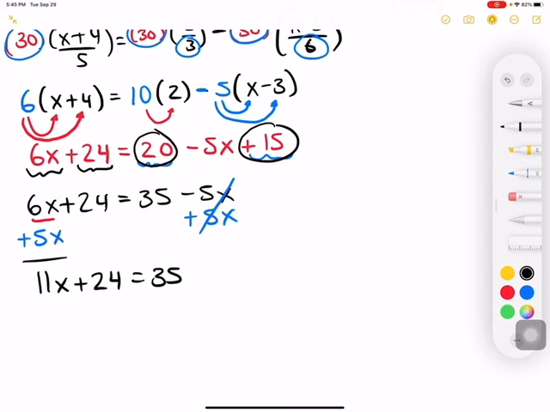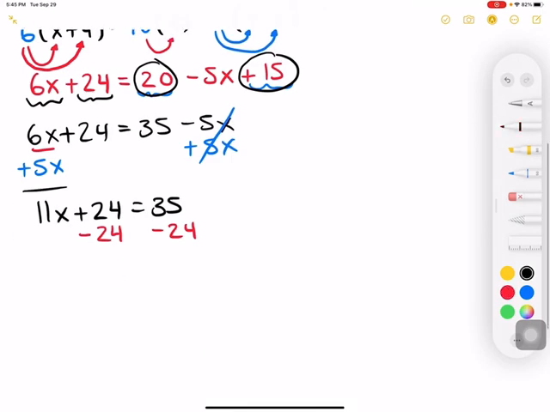Okay, so if I send the letters to the left side, I have to send the numbers to the right side with their opposite operation, so changing the signs. Okay, so I have a positive 24. In order to get rid of that positive 24 from the left, I will have to subtract it. That's the opposite of positive, it's negative, and I have to do negative on both sides. Okay, so what's left in here? 11x, those two cancel out. And if you do that subtraction, 35 minus 24, that's going to be 11.